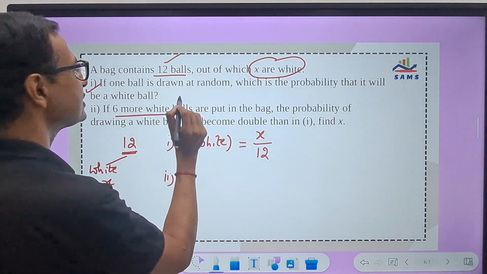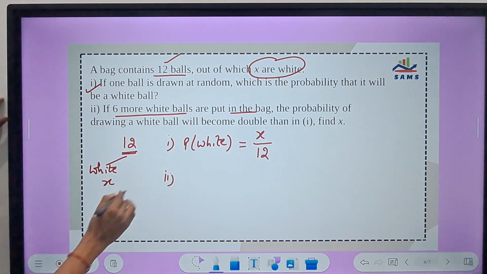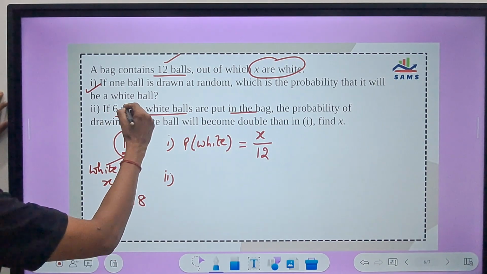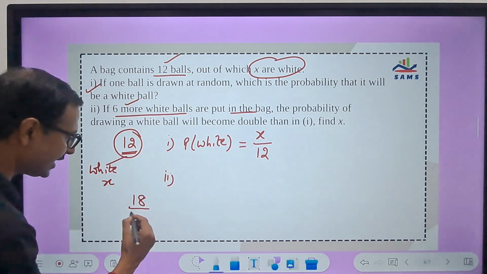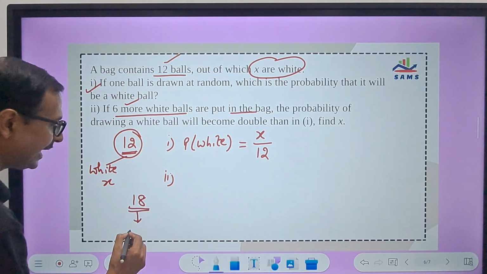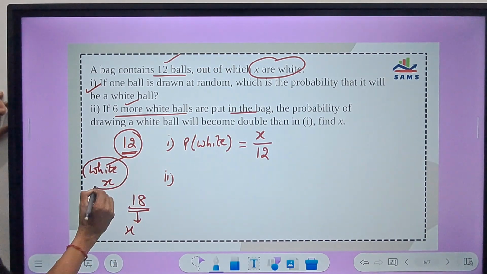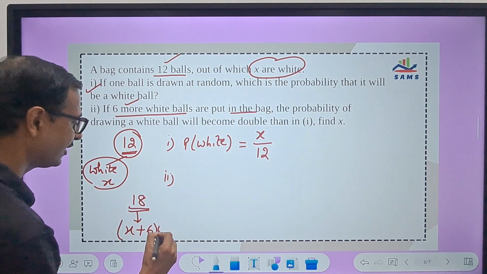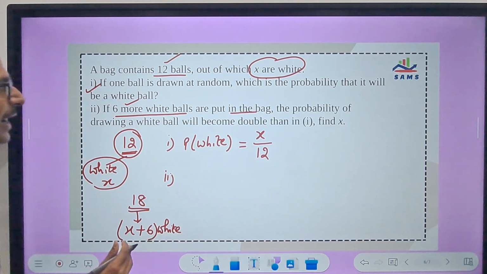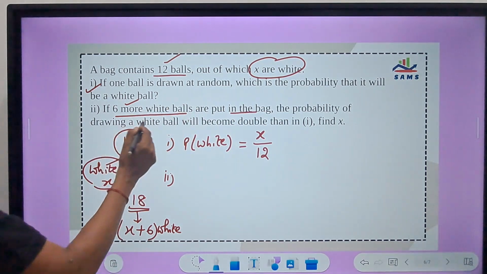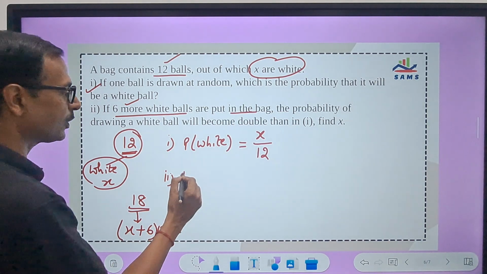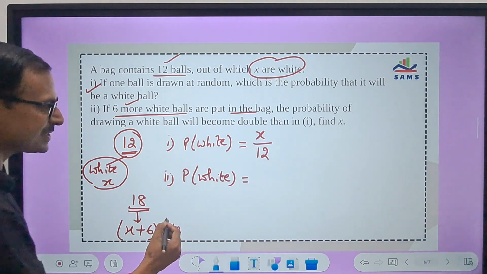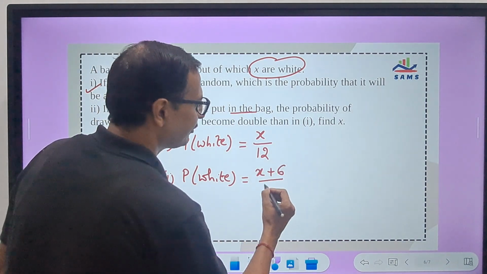Now the second part. If 6 more white balls are put in the bag, now see what happens. 12 balls become 18 balls. Why? Because 6 more balls are put. And out of these 18, how many are white? X were white already, right? And now 6 more white balls. So X plus 6 now are white out of 18. And so the probability of drawing a white ball in the second part will be X plus 6 white upon a total of 18.